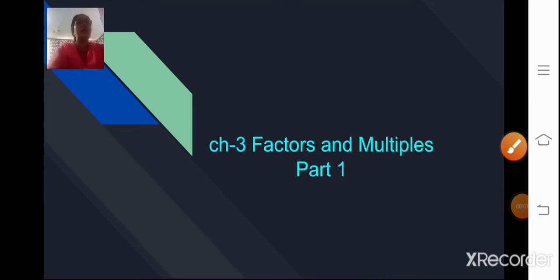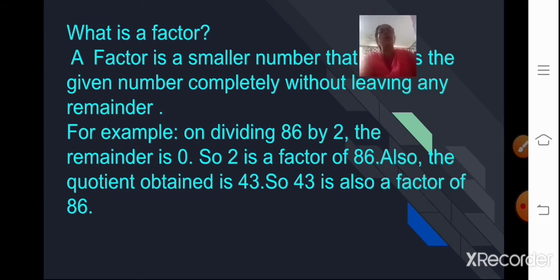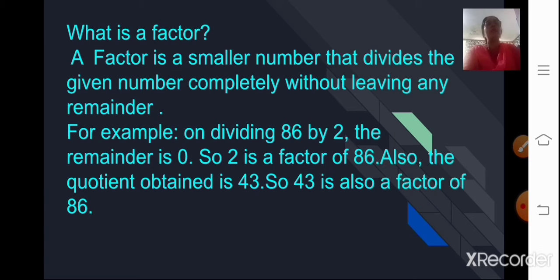Okay, just now in the activity, I explained to you all about factors and multiples. So let us learn how to find the factors and multiples and also their properties in chapter 3, that is factors and multiples. And today we'll be doing part 1 of it. Okay, now children, what is a factor? I already explained this, but still let us learn again. A factor is a small number that divides the given number completely without leaving any remainder.